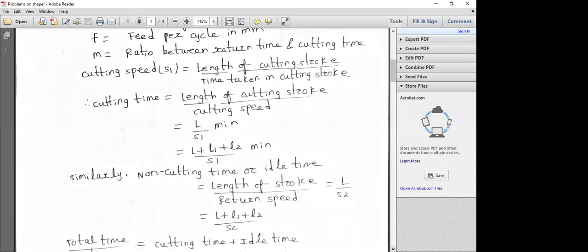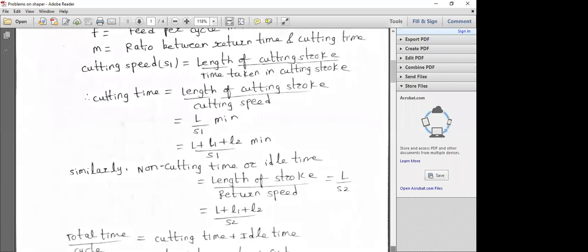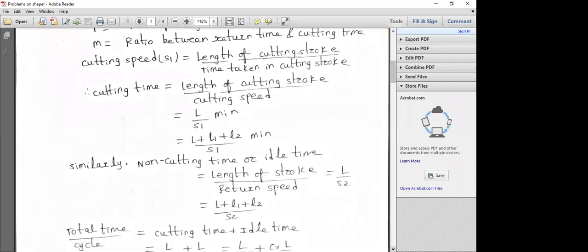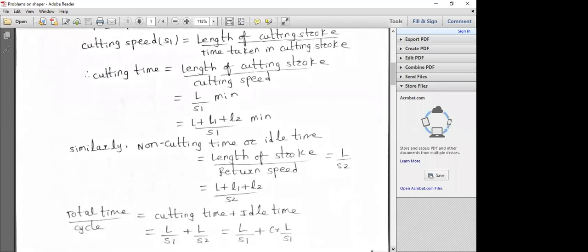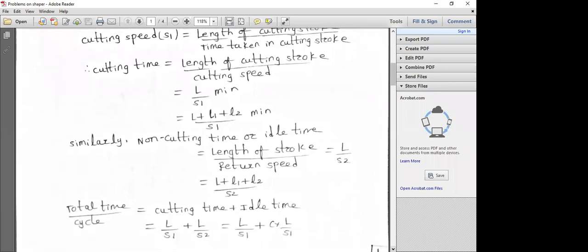addition of the cutting time plus non-cutting time, or the machining time plus non-machining time. So what is the total time per cycle? Total time per cycle is cutting time plus idle time. Cutting time is the forward stroke and the idle time is the return stroke. If you remember it like that, you can easily get the cutting time. What is the formula? L by S1.